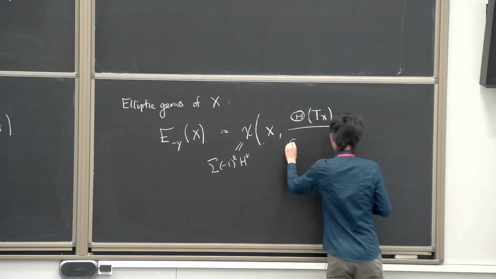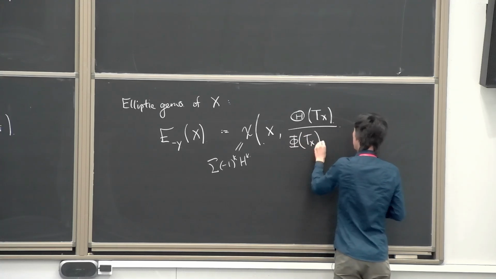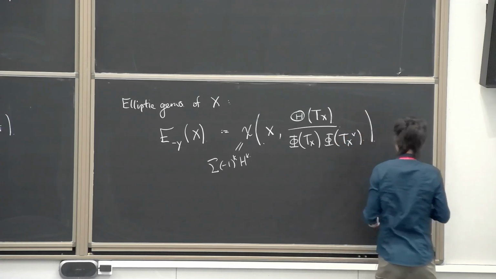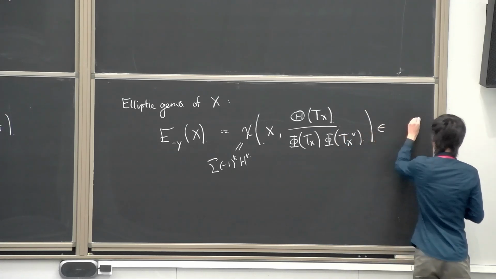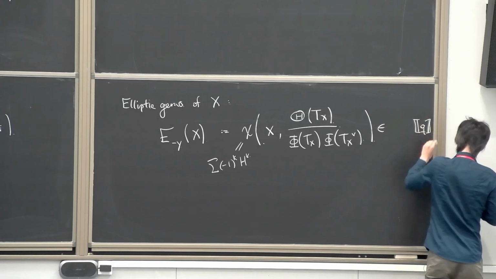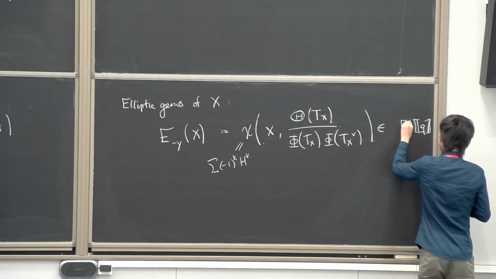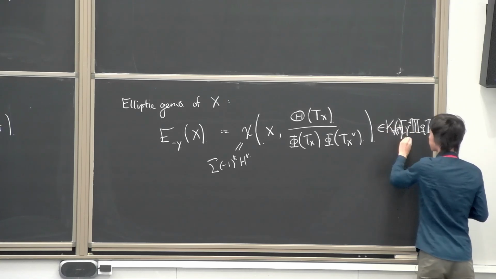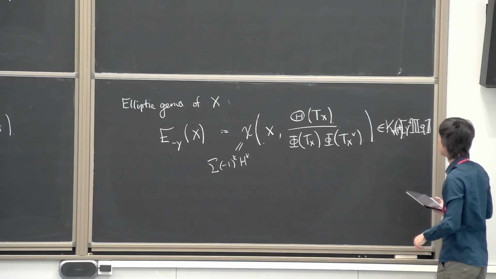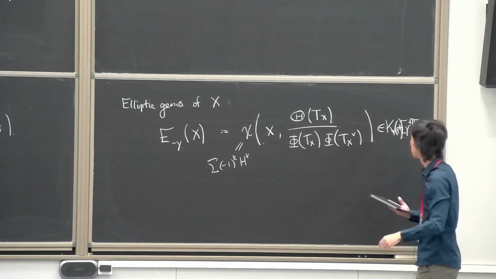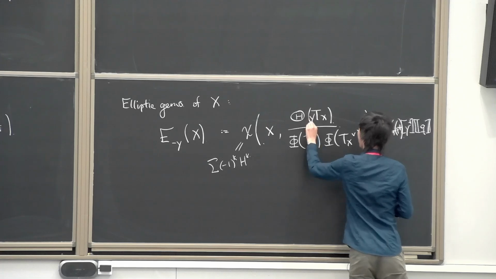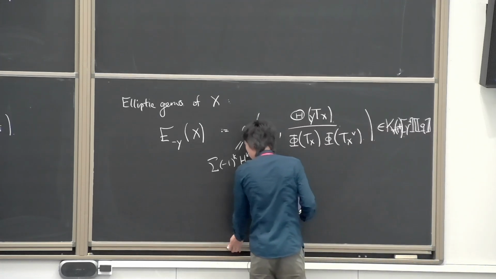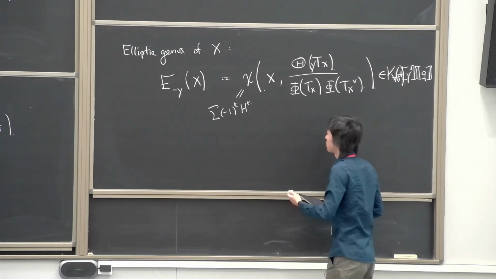So down here we're going to have phi of the tangent bundle, phi of the tangent bundle dual. And to be very clear, this is some element which is a power series in Q, Laurent polynomials in Y, valued in the T equivariant K theory of a point. Yes, I forgot a Y here. Thank you. Good.